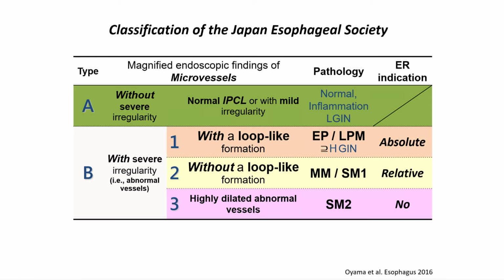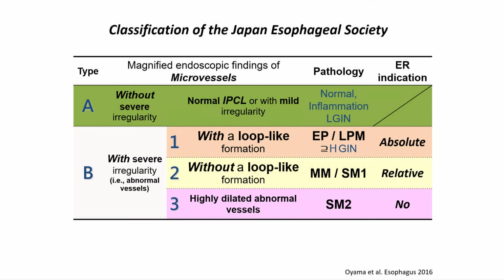Now this is something that maybe you can just take a picture of, because this is the classification that is used, not the old one, which is a little difficult to remember. So we have A and B. B we have three types. We'll go through each of these. A is without severe irregularity, and B is with severe irregularity.